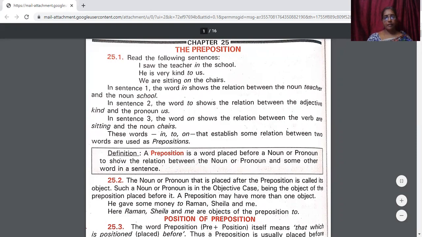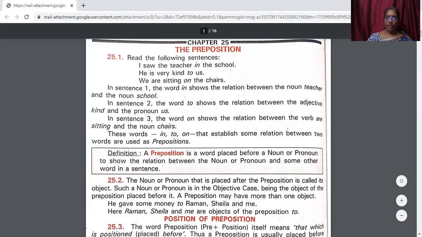Let us take the third sentence. We are sitting on the chairs. Here again, on is the word. Are sitting is the verb. Chairs is the noun. So it again tells the relation between the verb and the noun. So these words in, to, on, they tell us some relation between the two words. They are known as prepositions.